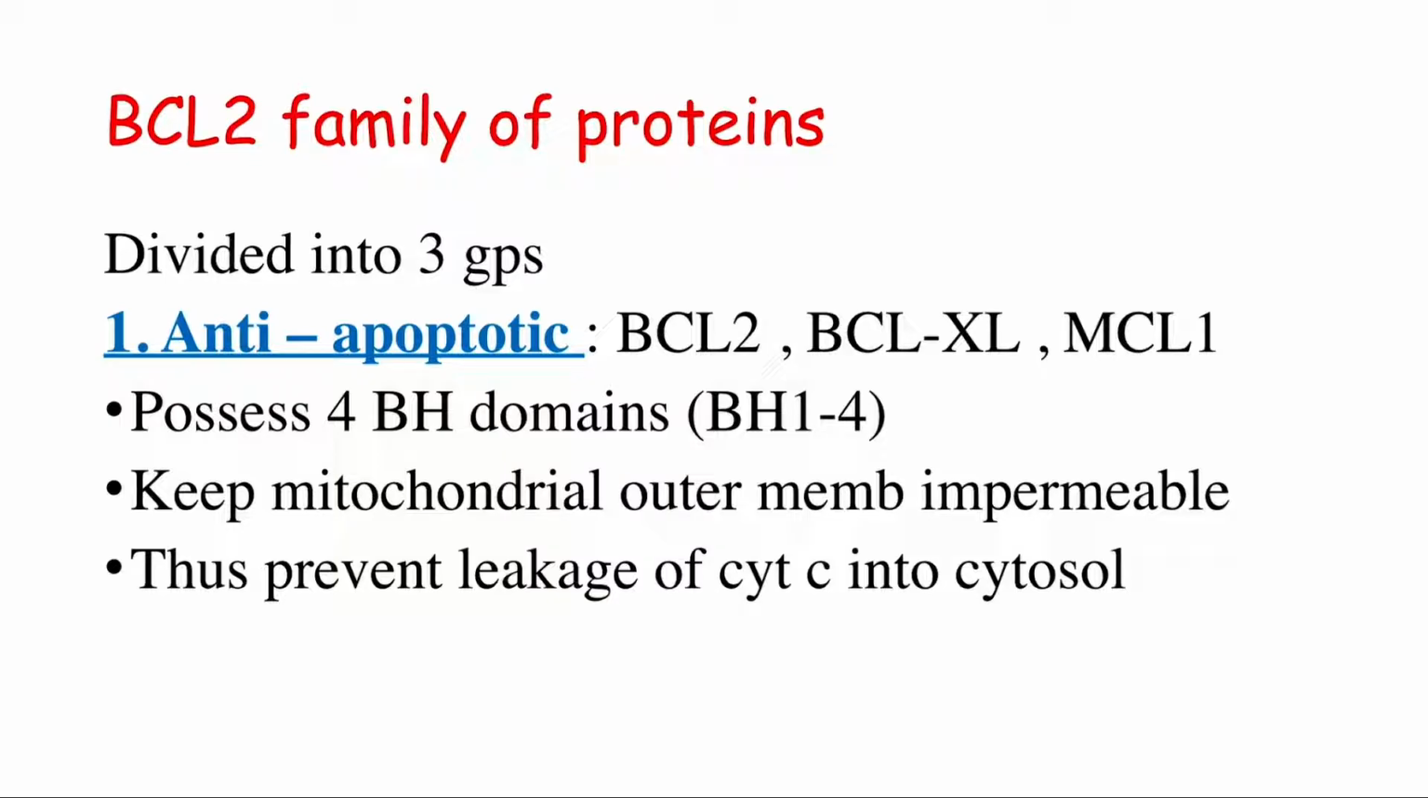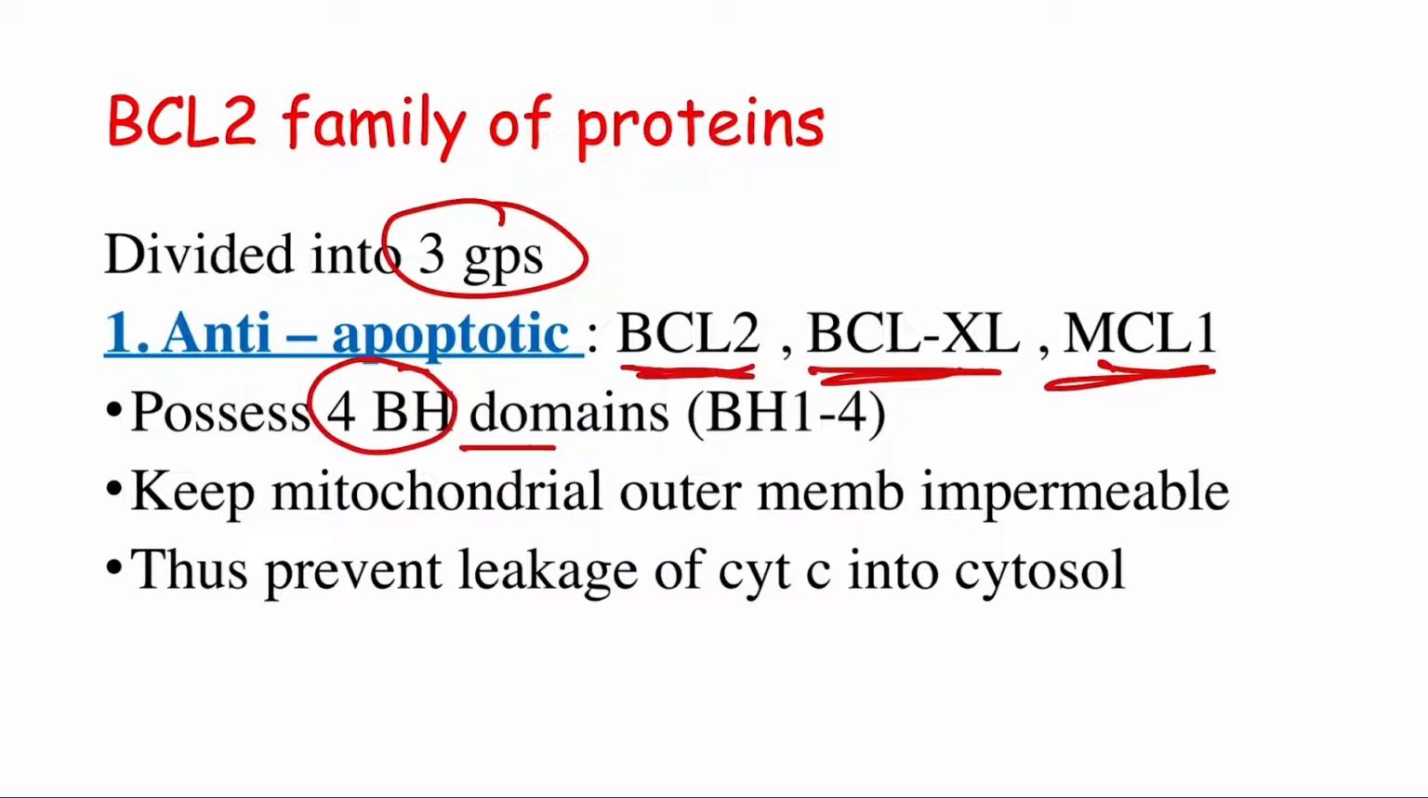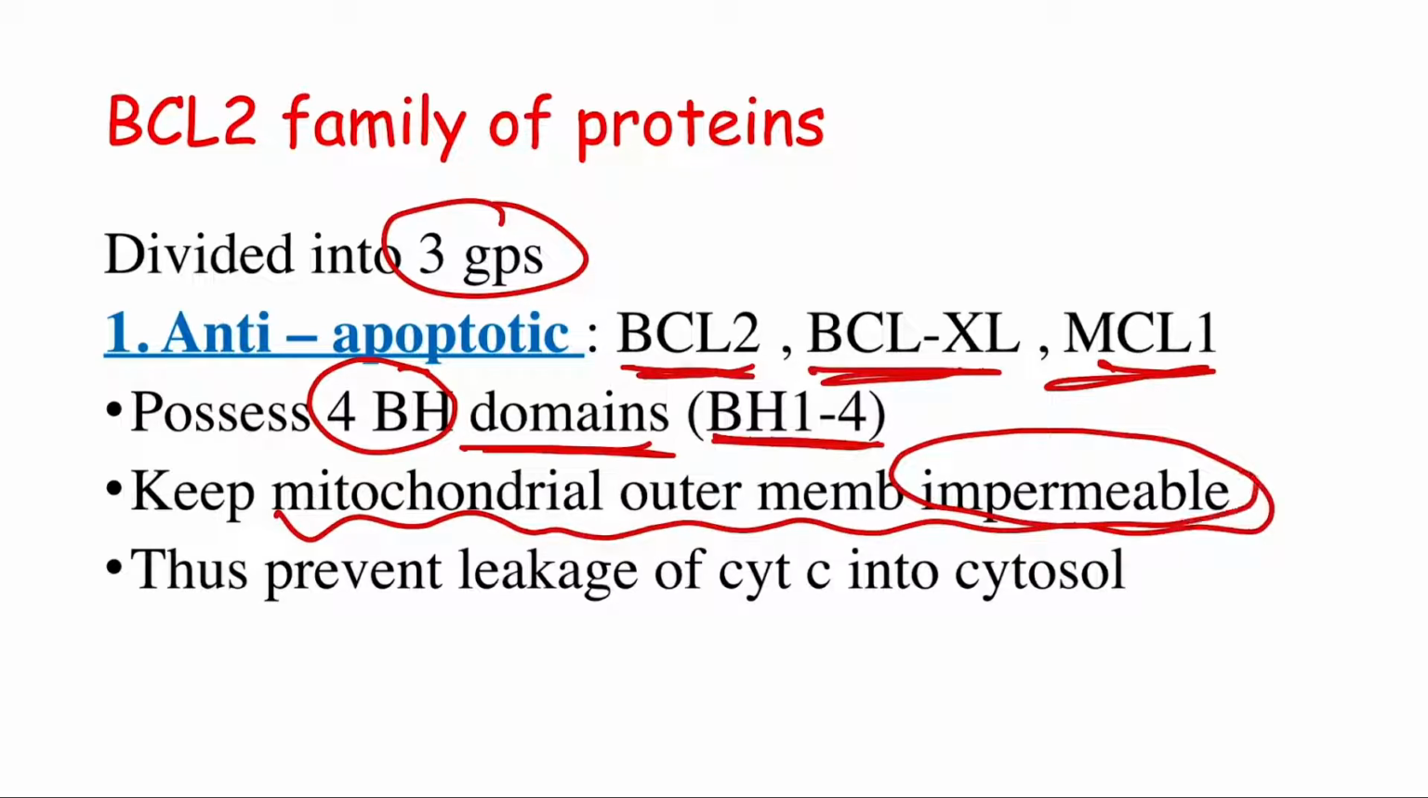The BCL2 family of proteins is divided into 3 groups. Anti-apoptotic is the first group, which includes BCL2, BCL-XL and MCL1. They possess the 4 BH domains, so they are called BH1 to 4. They keep the mitochondrial outer membrane impermeable. That is why there is no leakage of cytochrome C into the cytosol as long as these anti-apoptotic proteins are present, and the pro-apoptotic proteins are in a state of inhibition, or in a way they are not produced. This is the case where anti-apoptotic factors are preventing apoptosis.